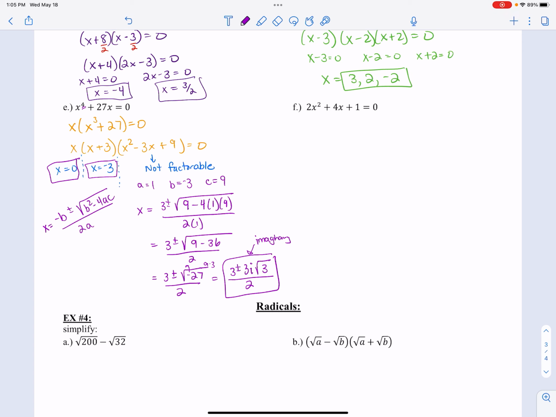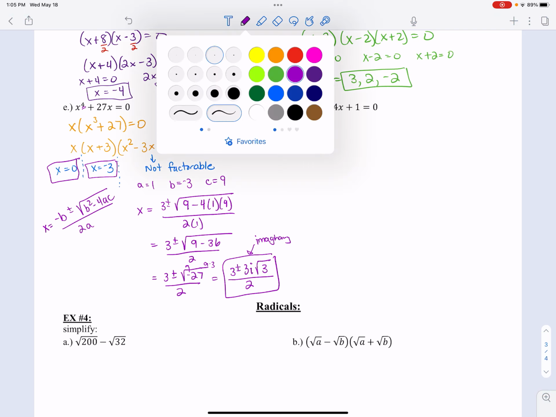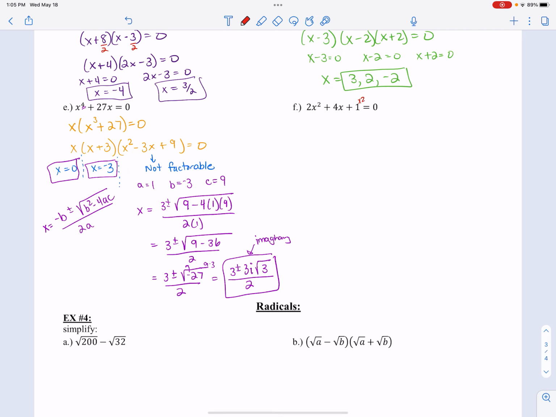All right, F. Looks like no GCF. Can't factor out that 2. Looks like it's a bottoms-up problem. I'm going to go ahead, times 2, and try to factor, but there isn't anything that multiplies to give me 2. My options are 2 and 1, and that's it, and adds to give me 4. So this is not factorable, which means, again, the quadratic formula.